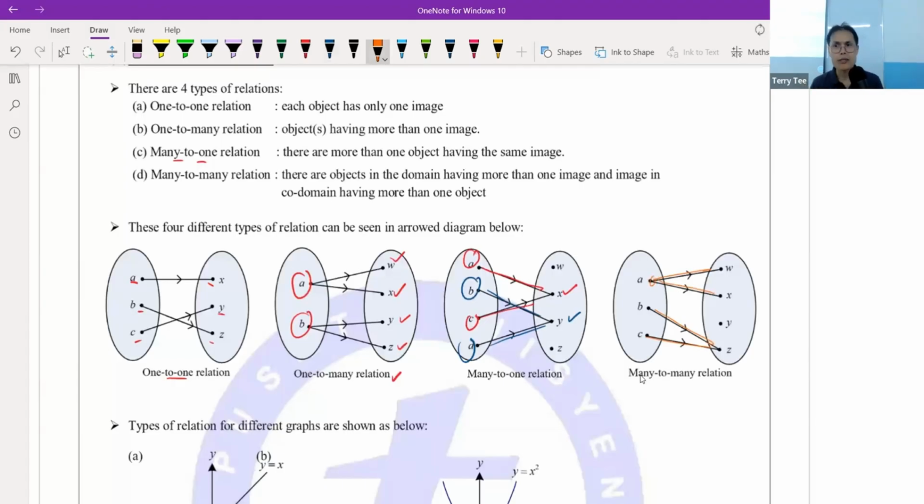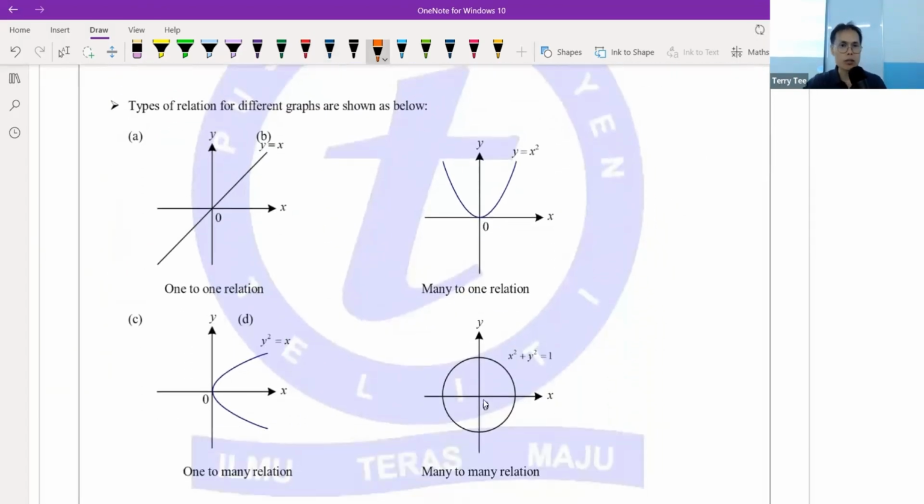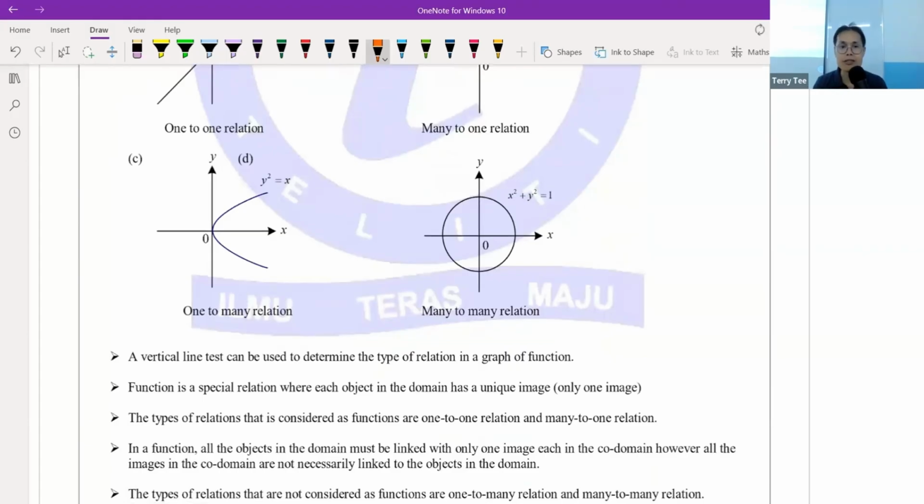So the arrow diagram in a way is easier to see because you can see 1 maps to 1, 2 maps to 1, and so on. But for a graph, you need to know it's a little bit different. So for the graph, let's start with the 1-to-1 relation, to determine the type of relation. By the way, I just want you to know another thing. Definition of function. How do you define it? A function is a special relation where each object has only one image. That means one x must have one y.